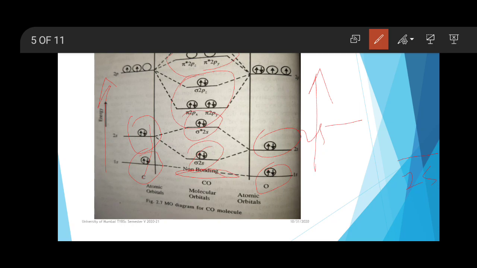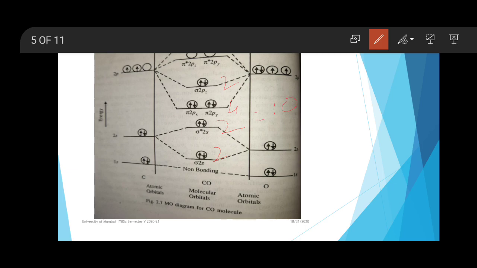So here in total, you can observe 14 electrons. Out of that, 4 will be non-bonding and the remaining 10 will be in bonding. Out of those 10 electrons, 2 will be accommodated in sigma 2s, 2 in sigma star 2s, 4 in pi 2px and pi 2py, and 2 in sigma 2pz. So this is how 10 electrons can be accommodated. Everybody understood that? This is the MO diagram of carbon monoxide.